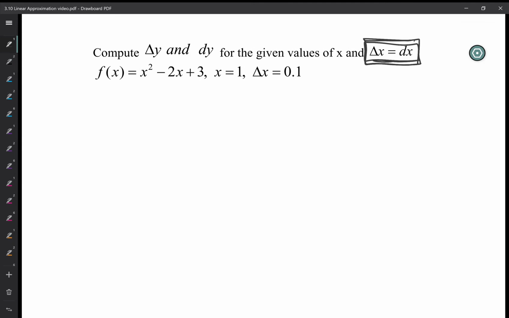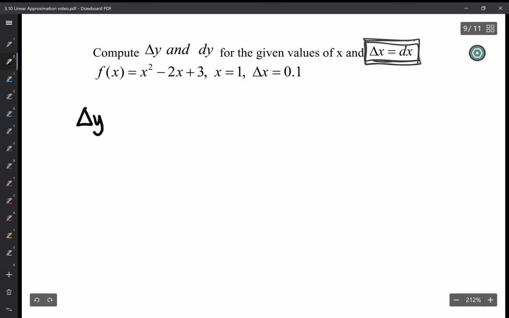Now let's get some practice computing the change in y and dy for given function values. For this example, it's very important to note that we're saying specifically that delta x is equal to dx. These things are not always equivalent, but in this case, we're looking at where they are equivalent. So here, f of x is equal to x squared minus 2x plus 3. X is equal to 1, and delta x is equal to 0.1.